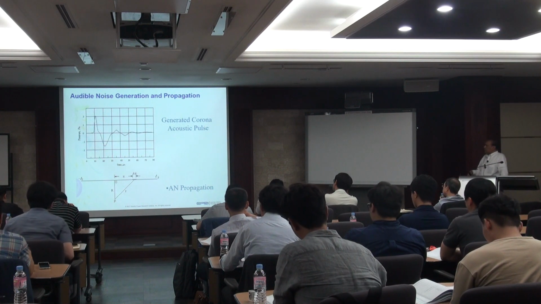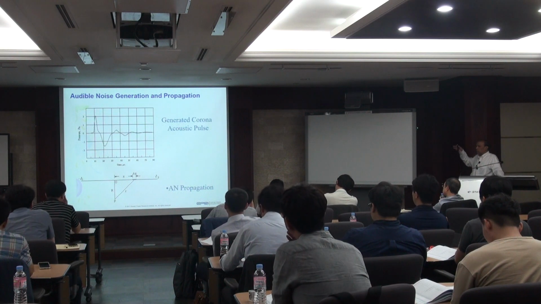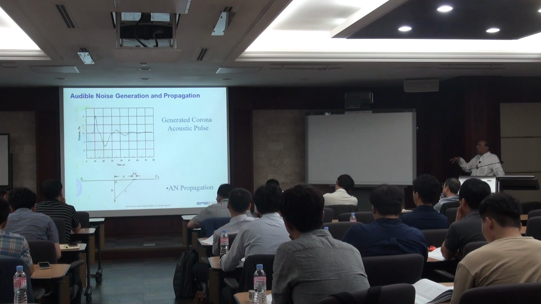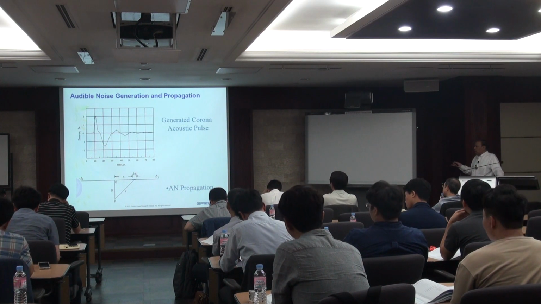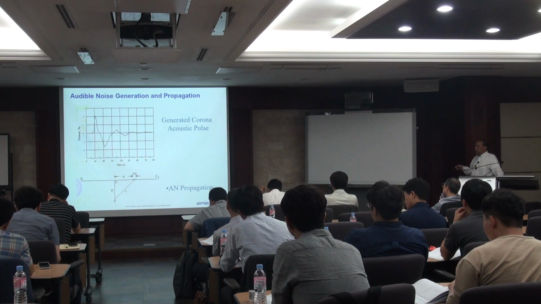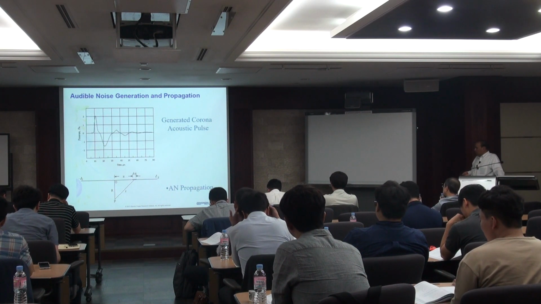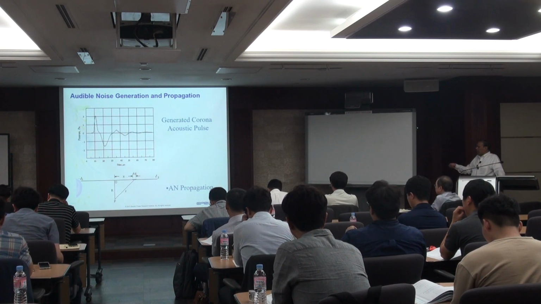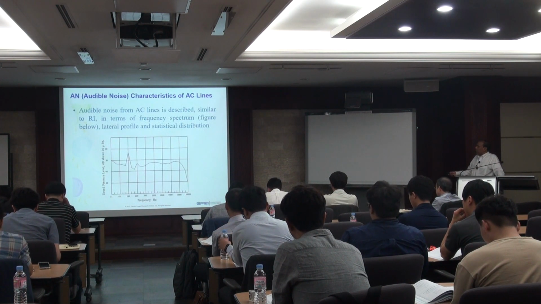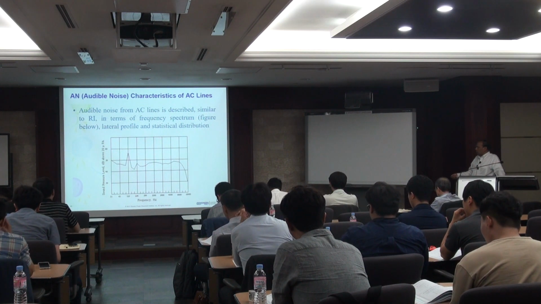The other thing is audible noise. We talked about radio interference, those current pulses impacting the radio waves. Now we are talking about audible noise, which is going to impact living beings like us. You cannot have too much loud noise, right? So there are restrictions, decibel standards for audible noise. Again, some curves are shown here. Similarly, audible noise from AC lines is shown here with the frequency spectrum.